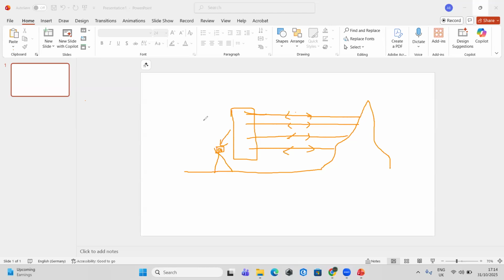So this will form an image here that would look like this.